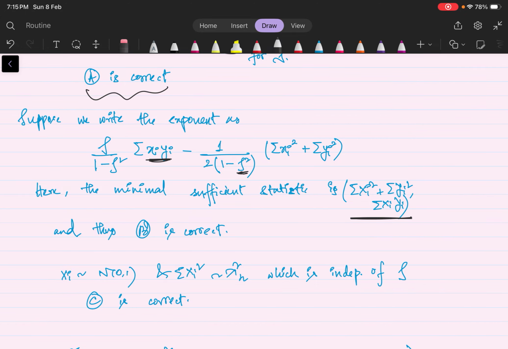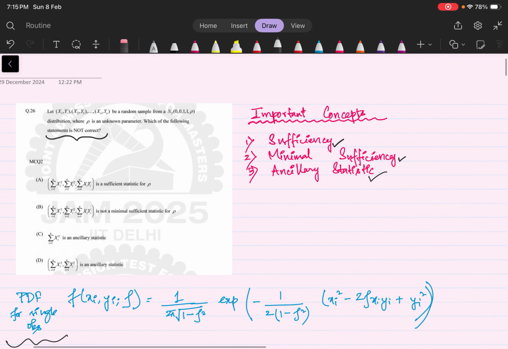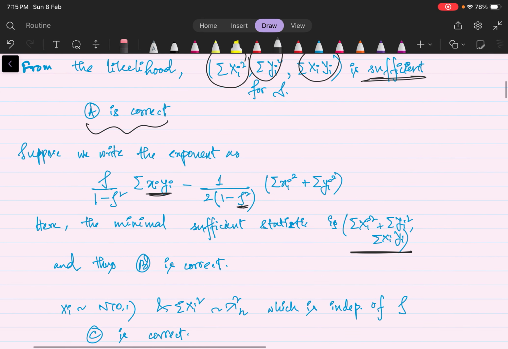And thus B is correct, where B is saying that summation xi square, summation yi square, summation xi yi is not minimal sufficient, because see there are three dimensions. Here we are getting from two dimensions. Thus higher dimension can never be minimal sufficient. Thus option B is correct and thus this is not the right option for the question.